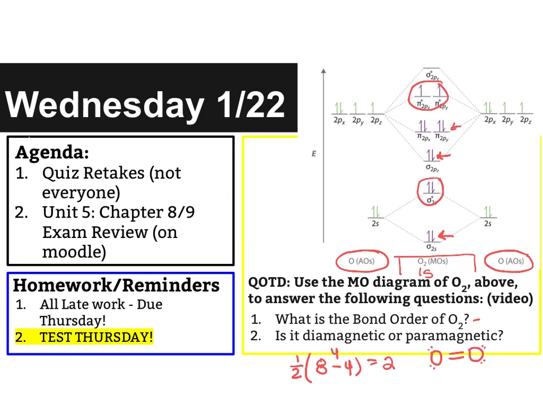And then the last question asked, is it diamagnetic or paramagnetic? So again, what I saw up here in these anti-bonding is that there's 2 lone electrons. So lone ones, they don't have a partner. So it's going to be paramagnetic, meaning there will be some magnetic character to O2.